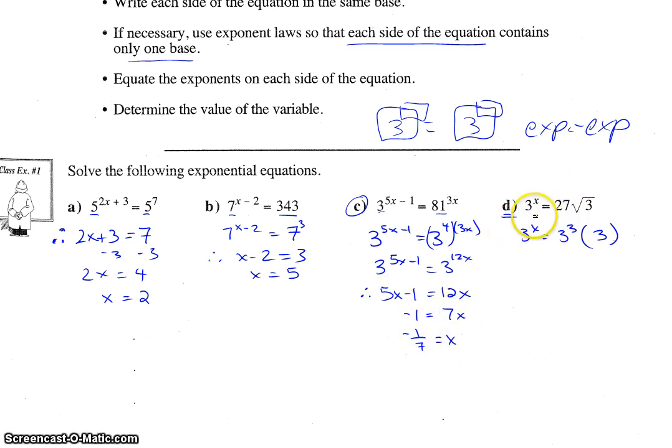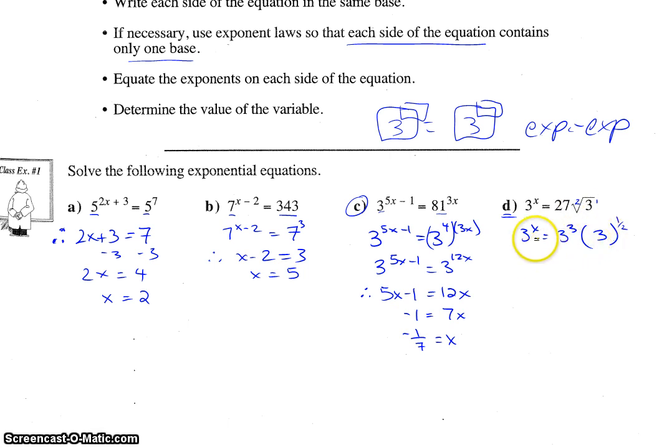Okay, on D, you'll notice 3, 27, and root 3. Those can all be written as base 3. So we write 27 as 3 cubed. Now that root 3 actually can be written as a power as well. So let's think square roots. That's like saying there's a little 2 in there and there's a 1 here. So the exponent would be a fractional exponent, 3 to the 1 over 2.